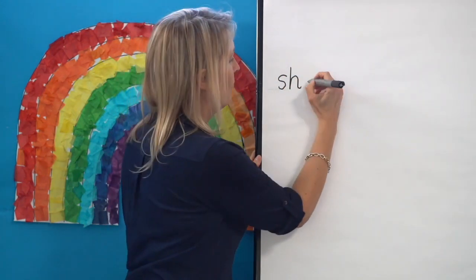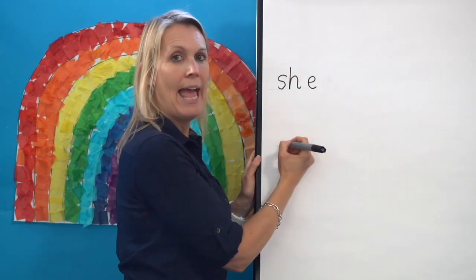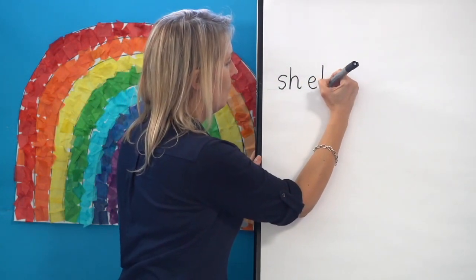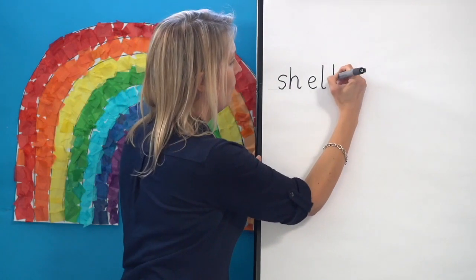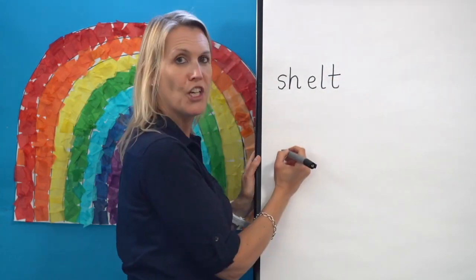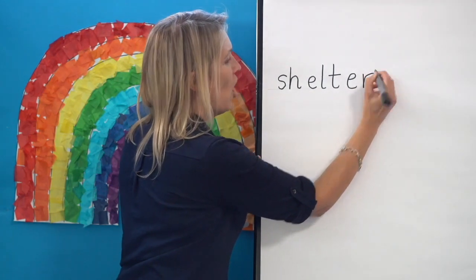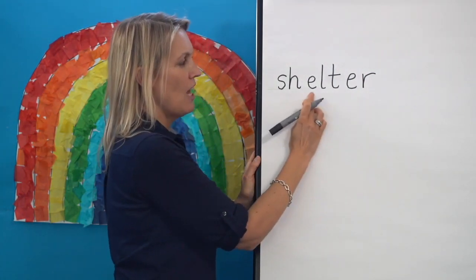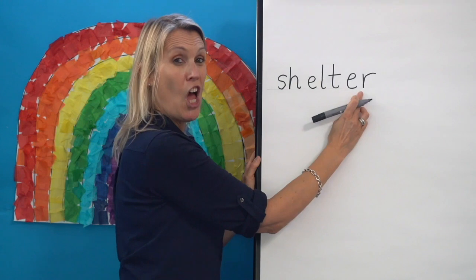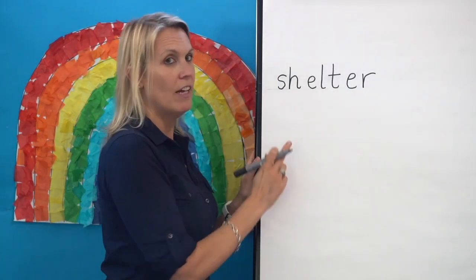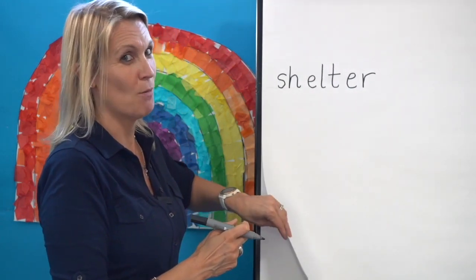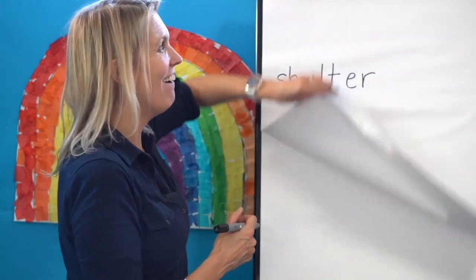Sh. E. L. T. And then another digraph. Sh. E. L. T. Shelter. Have a good look, because you know what I'm going to do. I'm going to hide it.